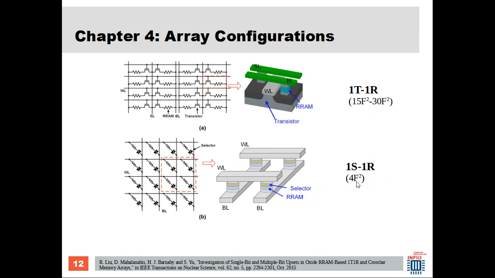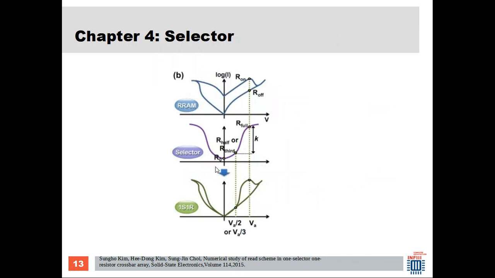So 1S1R is competitive because it has got an area of 4F square. Again, I talk about F and how it is 4F square in the book and in detail. And here it is 1T1R. So 1T1R, each memory cell occupies approximately 15F square to 30F square. So this goes down on memory density. But this is more reliable because we don't have what is called the selector problem.